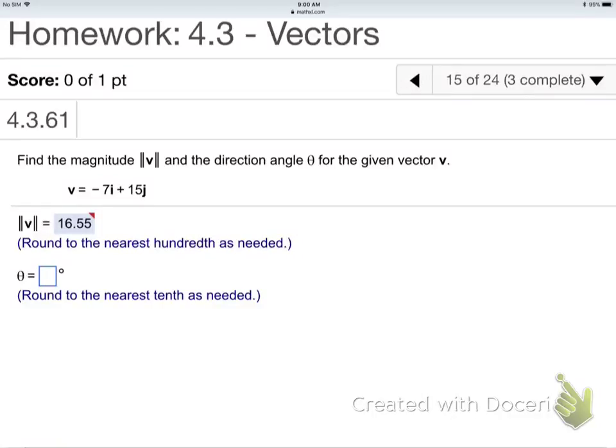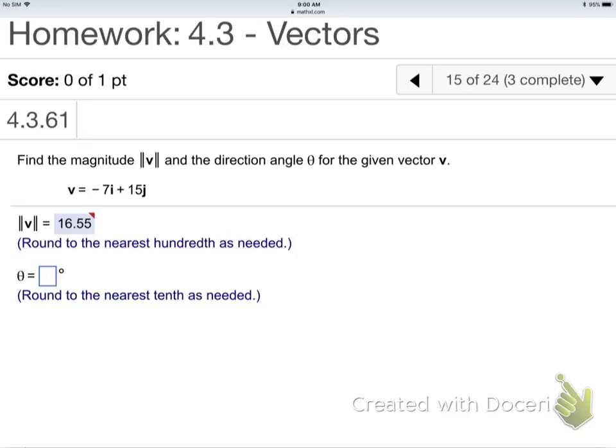All right, do you remember how to do that one? There's the answer. Find the magnitude of an angle. No, magnitude of a vector. Remember how to find that? Those double bars mean magnitude.